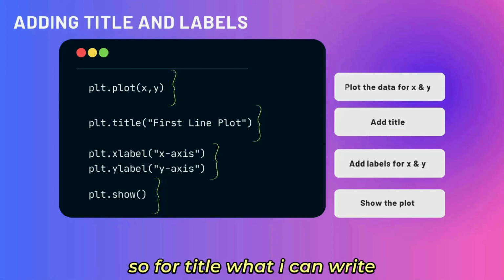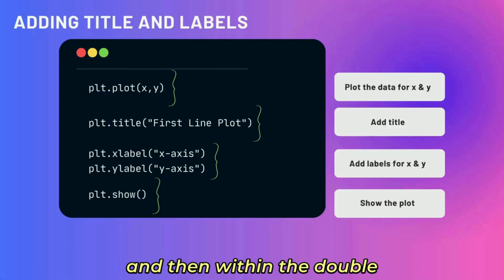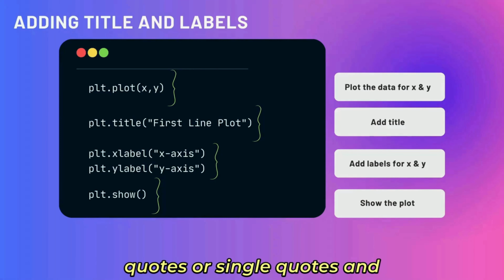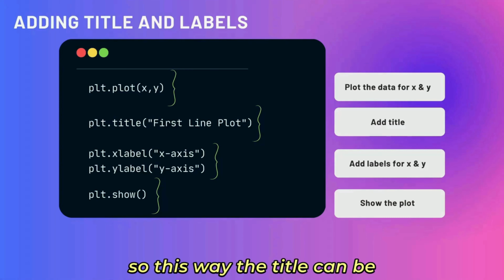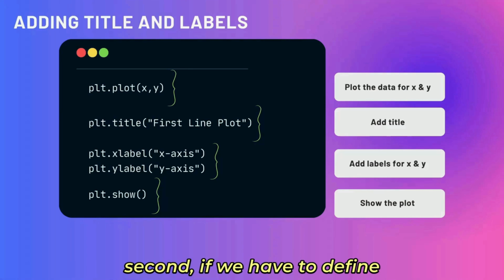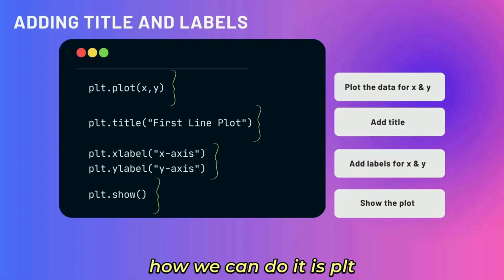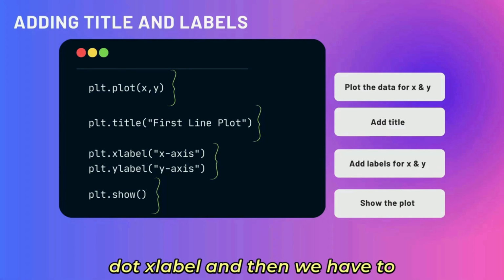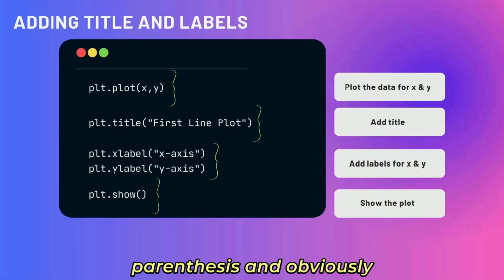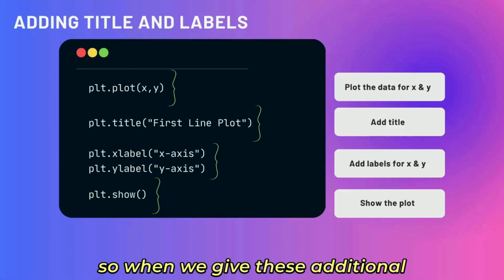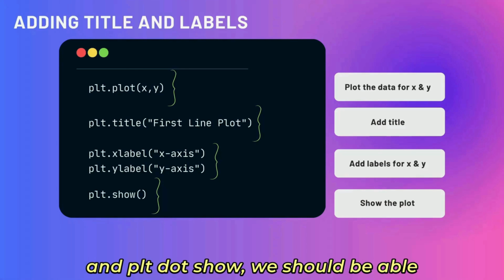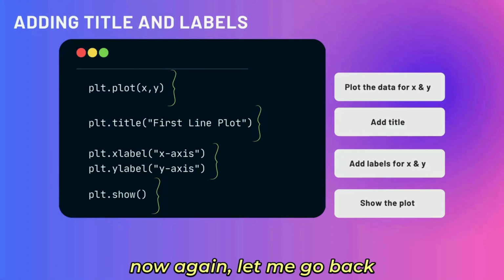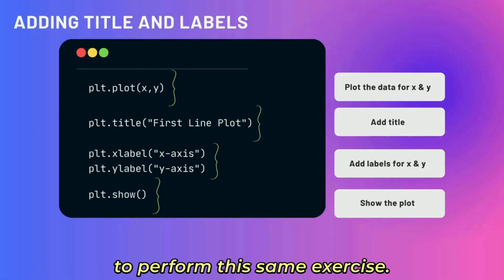The very first is for the title. For the title, I have to write plt.title, and then within double quotes or single quotes and within parentheses, I have to write the title that I want to give to this line graph. So this way the title can be provided for the line graph. Second, if we have to define the labels for the x and y axis, how we can do it is plt.xlabel, and then we have to write x axis or y axis within parentheses and within quotes. So when we give these additional lines of code in between plt.plot and plt.show, we should be able to add the title and label. Now again, let me go back to the Jupyter notebook and try to perform this same exercise.